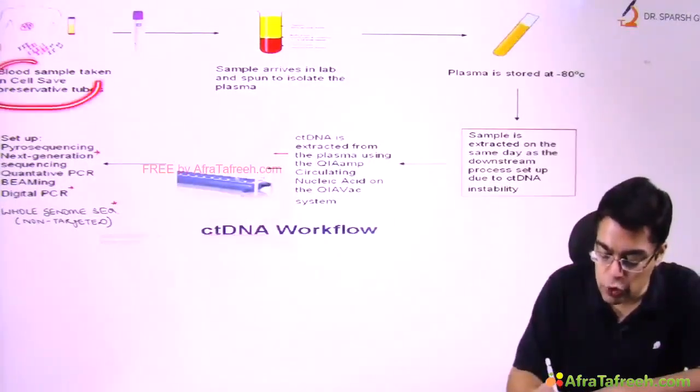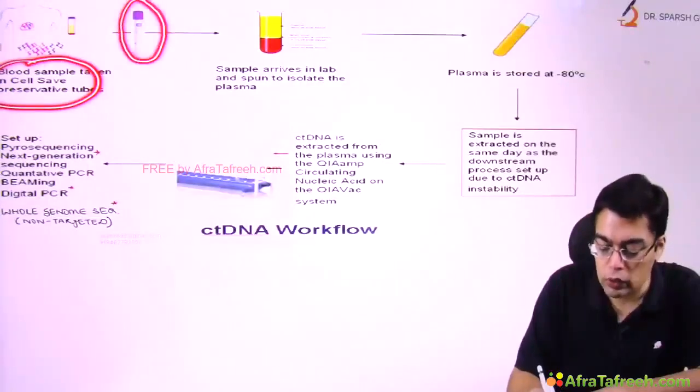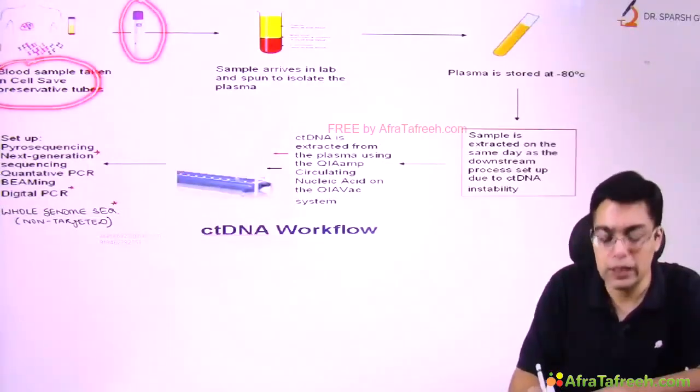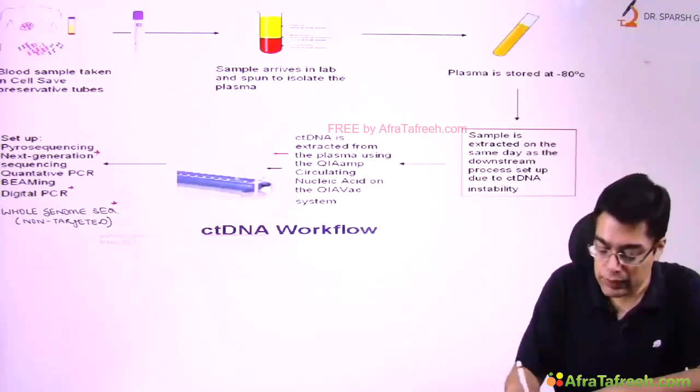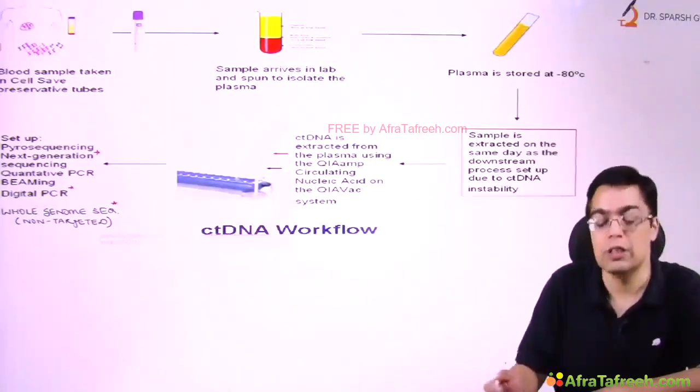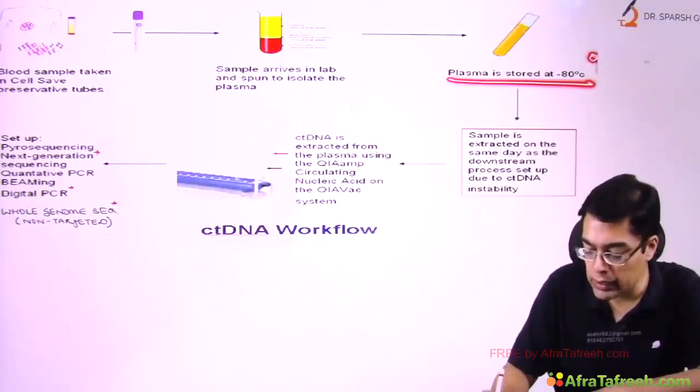So the blood sample is supposed to be taken, and the tube being used here is a lavender color tube which contains tripotassium EDTA. The sample has to be spun within 1 hour of receiving it. The plasma has to be stored at minus 80 degrees Celsius.